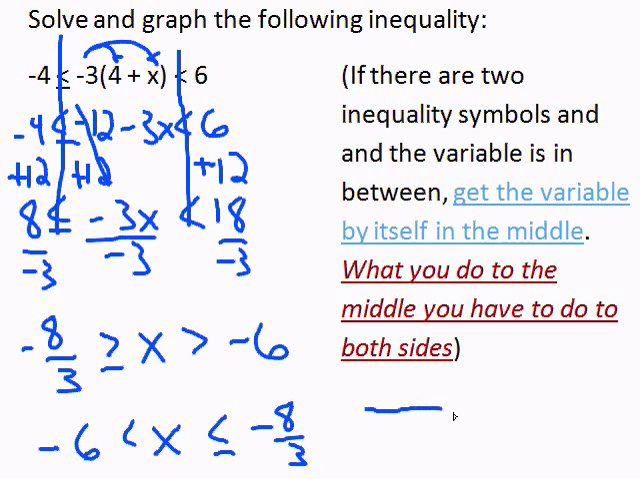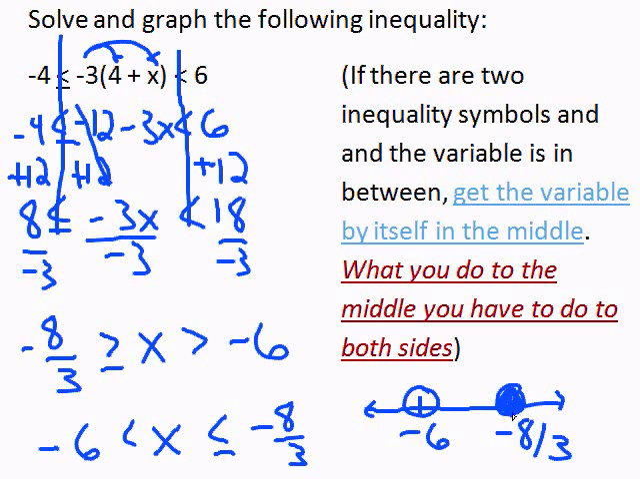When we draw our number line, we plot both of our numbers, negative 6 and negative 8/3. You notice that x is bigger than negative 6. We just use an open circle since it's not or equal to negative 6. Since x is less than or equal to negative 8/3, we use a closed circle.